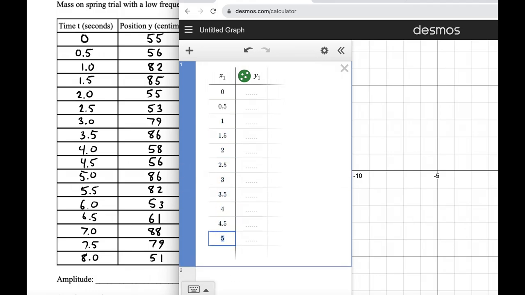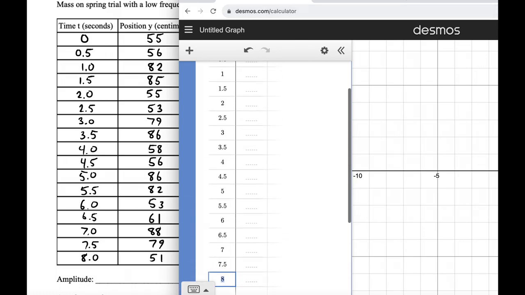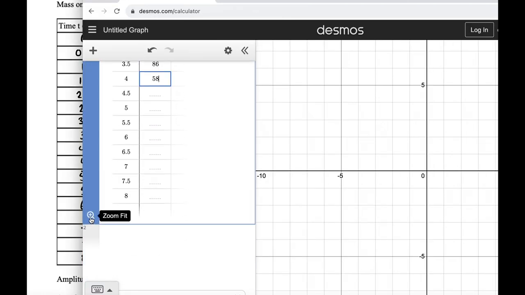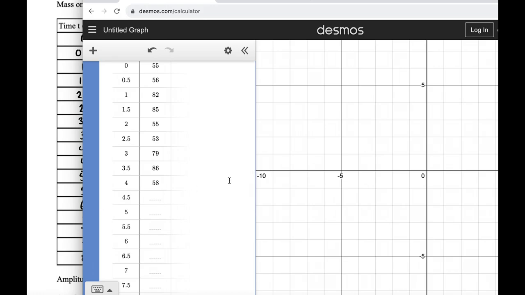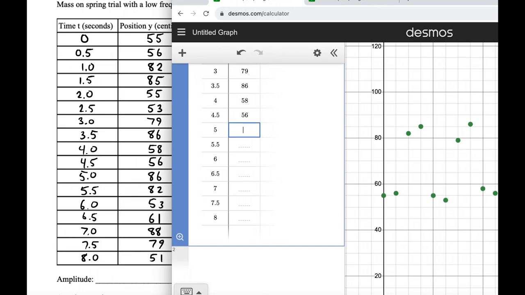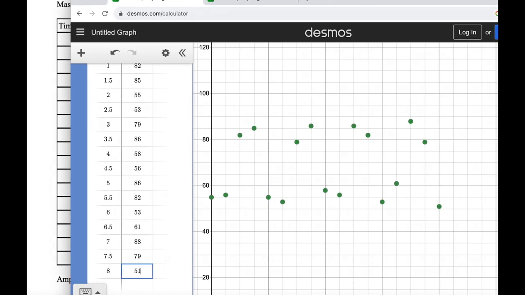If you hit enter here, Desmos will continue the pattern. If we hit the magnifying glass, it'll jump to our data. That's what I have so far. And okay, there are 8 seconds of motion for this object.